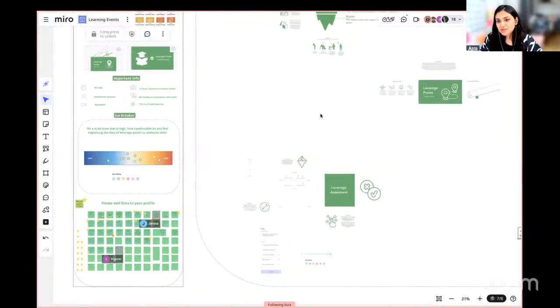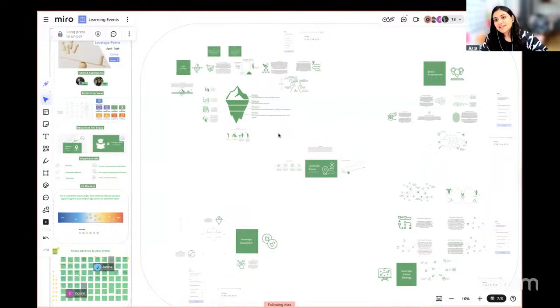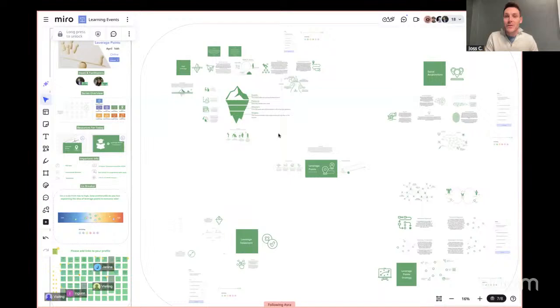I hand it over to Josh to walk us through the leverage points canvas, the guide here, and help us understand what it is all about. Thank you very much, Ezra. Great to see you all here today. Good to see you back again, Timmy, Harry, Ken.